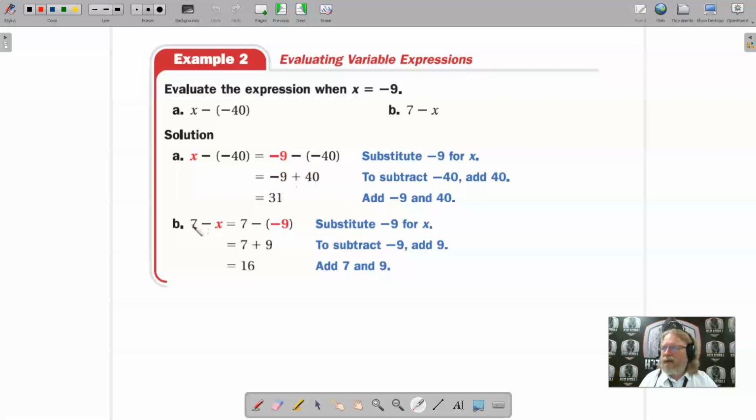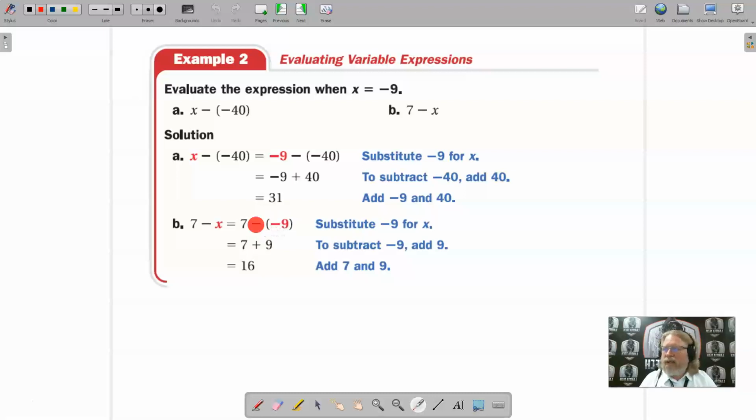On the next one here, example B, 7 minus x. So we're going to put 7 minus negative 9. And this is a strategy that I really encourage you to use as you calculate these problems. Notice that whenever you do the rewrite, whatever x is, it's put into parentheses. The reason I teach this and really encourage you to do so is that you don't want these minus signs to get confused with the negative signs. The parentheses hold the negative symbol in there with the 9 to help avoid any confusion.